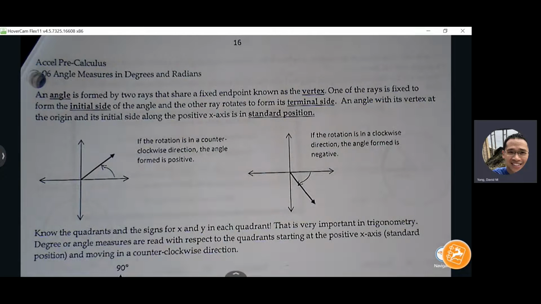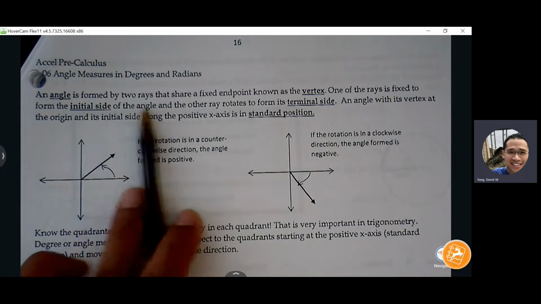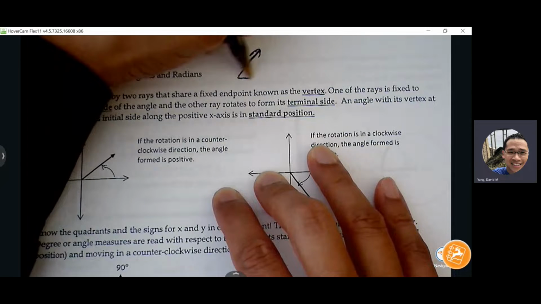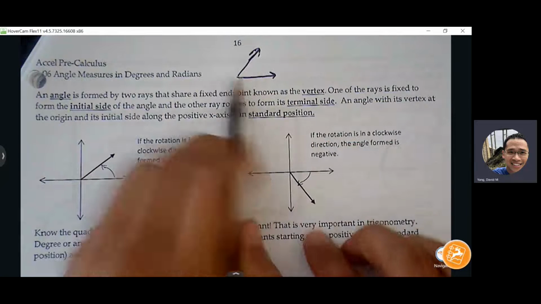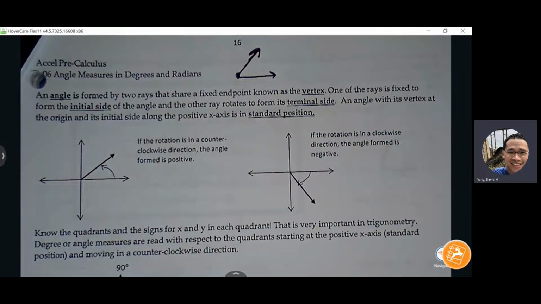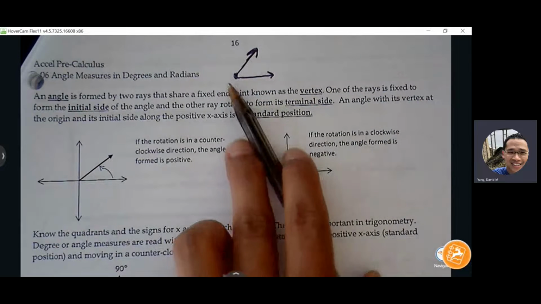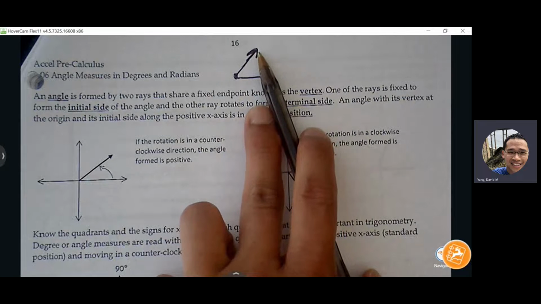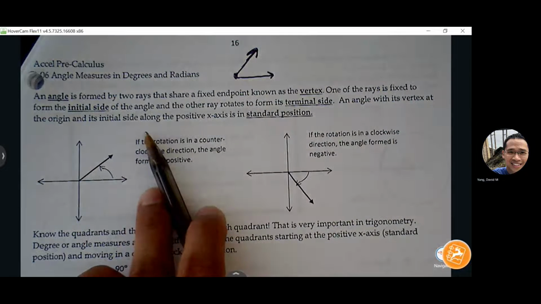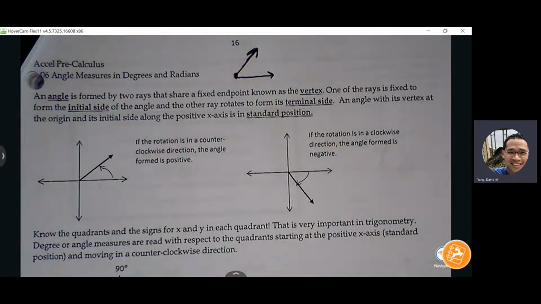Going over some definitions first. An angle is formed by two rays that share a fixed point known as the vertex. We all know what an angle looks like, and we have two rays. A ray is kind of a cross between a line segment and a line. There's a starting point, and the other side continues without end, denoted by an arrow. And the vertex is the sharp point of the angle.